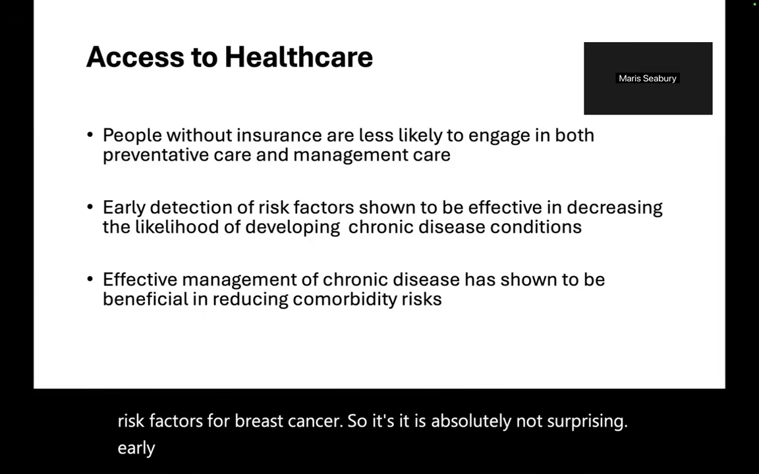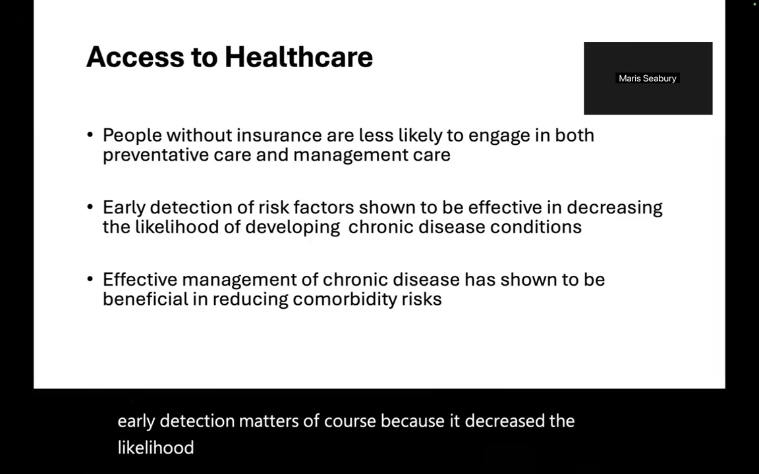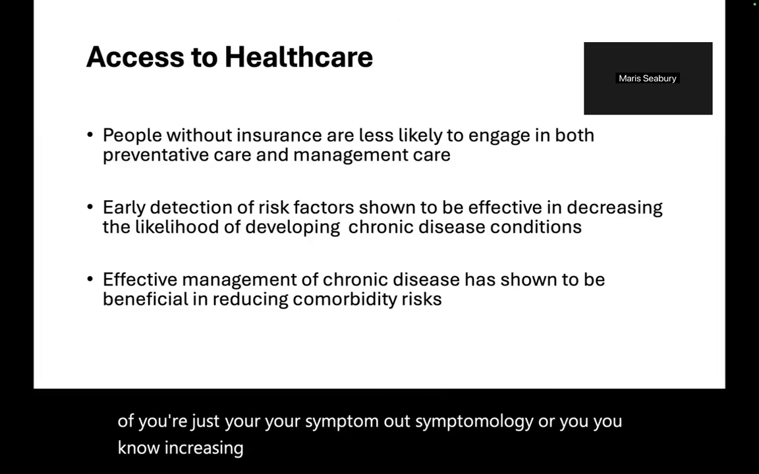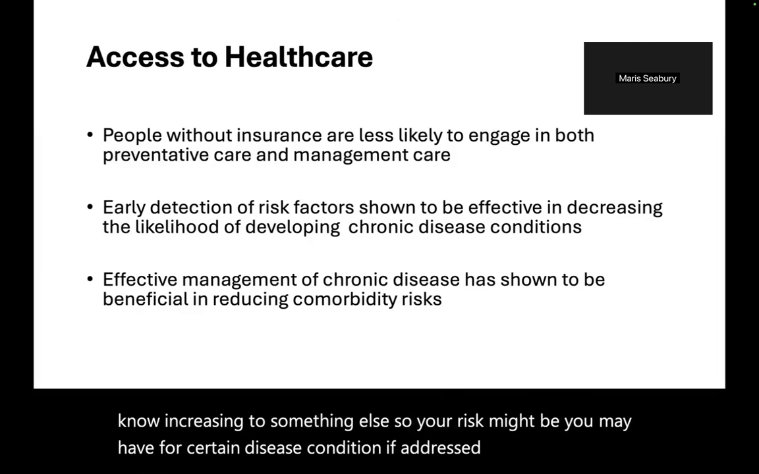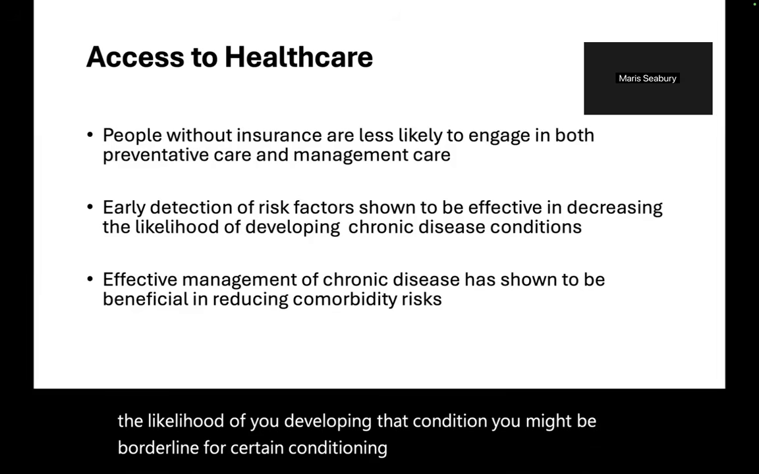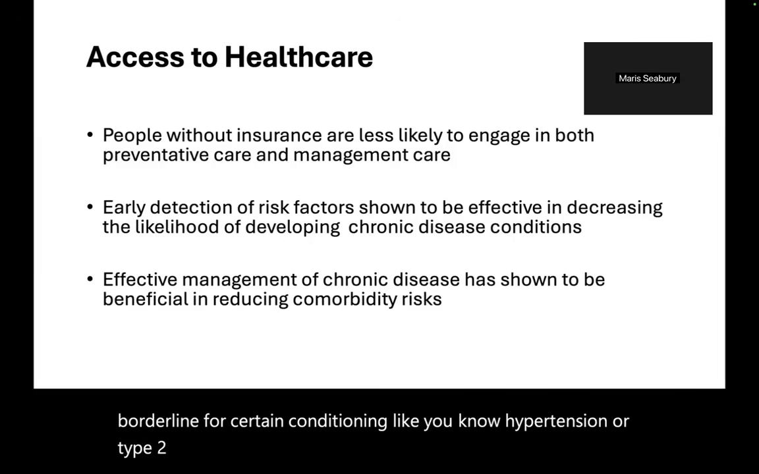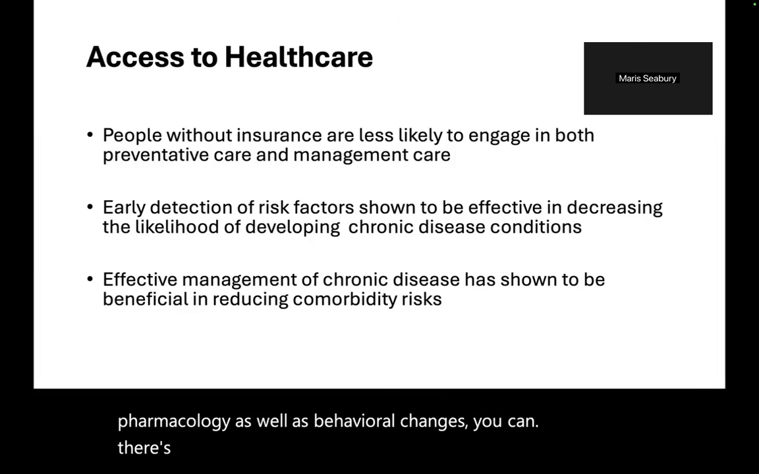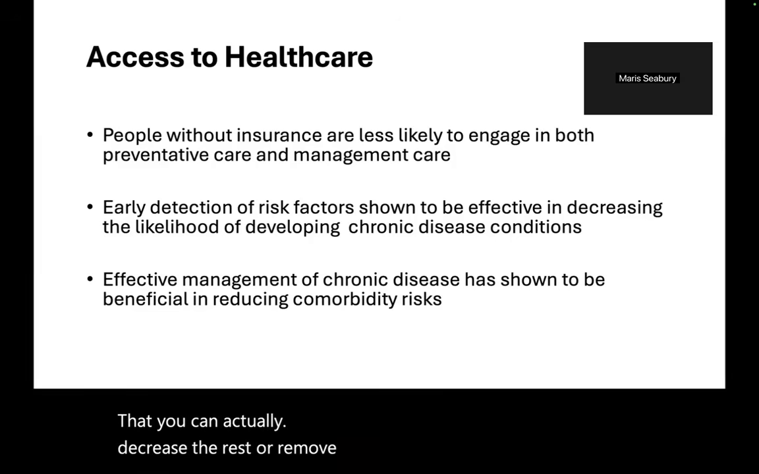Early detection matters, of course, because it decreases the likelihood of your symptomology increasing to something else. So you may have a risk for a certain disease condition, and if addressed early, that may decrease the likelihood of you developing that condition. You might be borderline for a certain condition like hypertension or type 2 diabetes, but with early intervention that may include pharmacology as well as behavioral changes, there is substantial literature to show that you can actually decrease the risk or remove it altogether, where you're no longer borderline for these conditions.